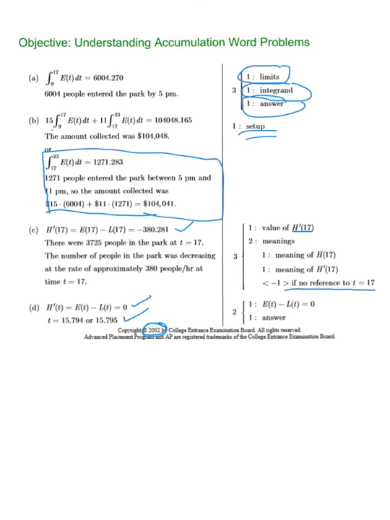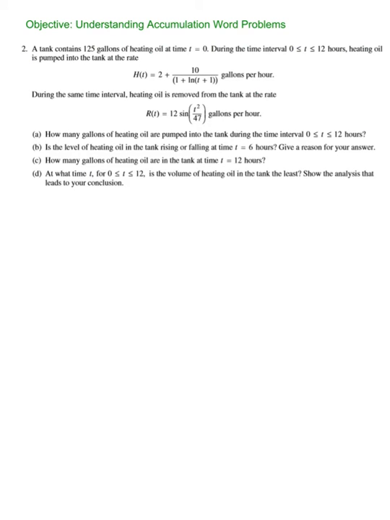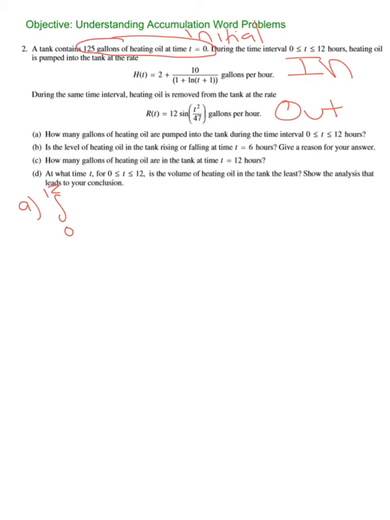All right, second problem. A tank contains 125 gallons of heating oil at time t equals 0. So that is our initial, right? So that's my initial. We have 0 to 12. Let's see. Heating oil is pumped into, so this is our in, removed, this is our out. How many gallons of heating oil are pumped into the tank from 0 to 12? So 0 to 12. Notice how easy A usually is.